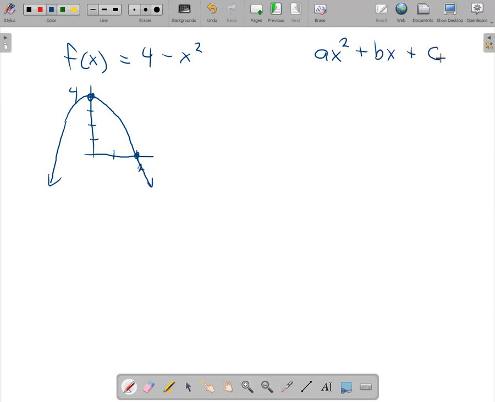There are many other U-shaped graphs out there in the universe. A parabola is just one of them. Exponential is like a hockey stick. We'll look at those later too. So here's my graph right here.